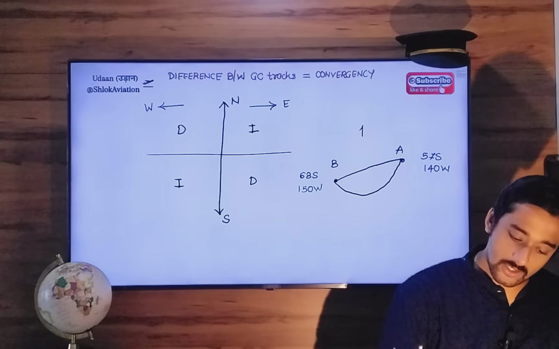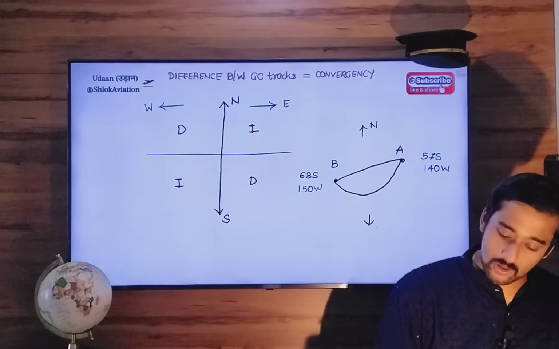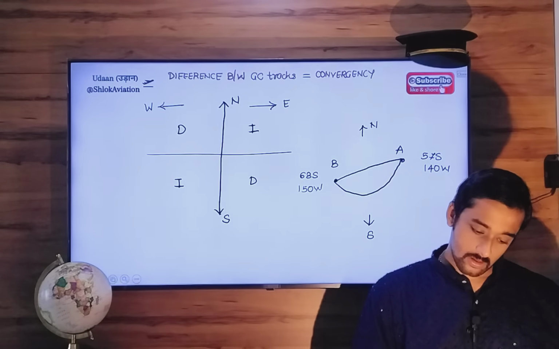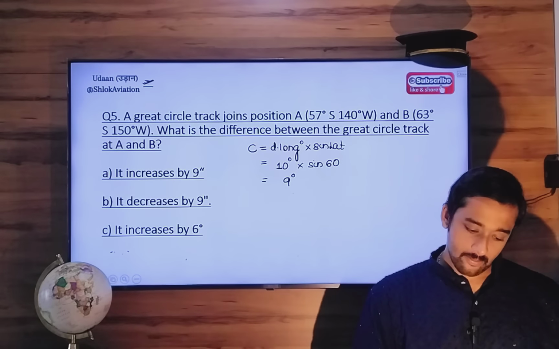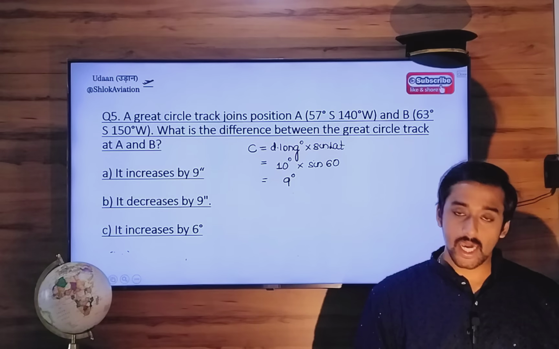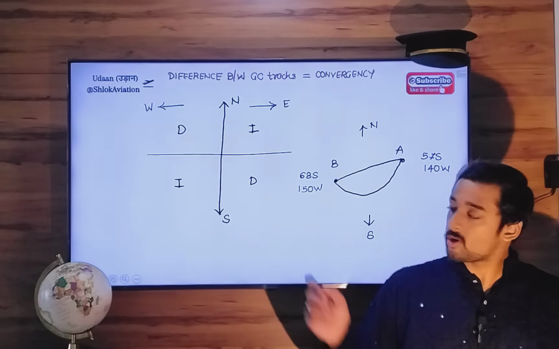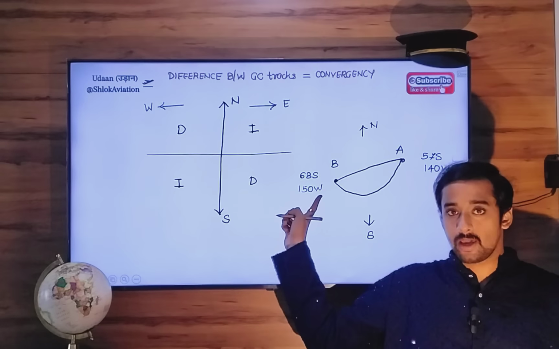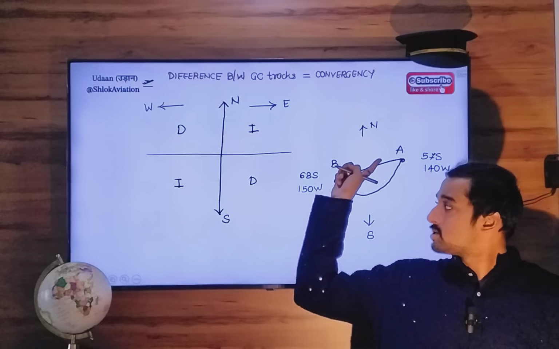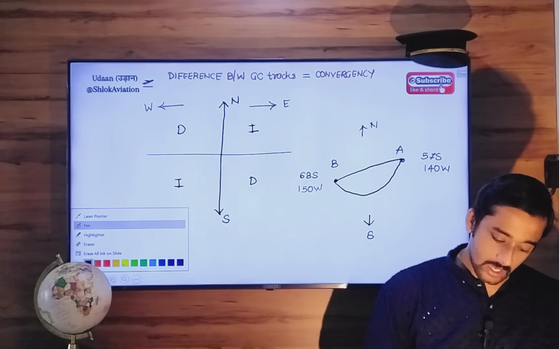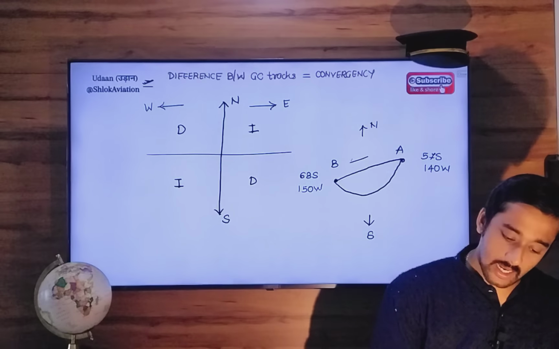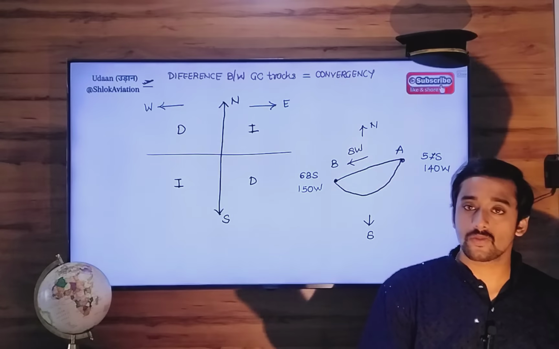This is your northern hemisphere, northern direction, south direction. So point A and point B. If you are going from position A to position B following this great circle track, you are going in what direction? A to B is a direction of southwest, correct?